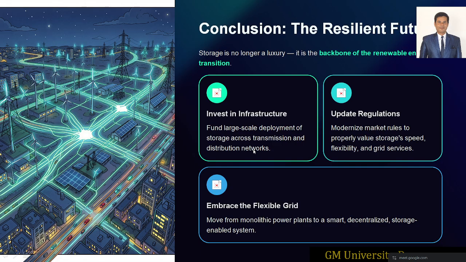From the power system reliability point of view, we can go for storage across the transmission and distribution network over the country, because we are maintaining the same grid and the same frequency, so that any investor can go for developing their own infrastructure. Examples are Suzlon and the solar power plant in Tumkur Pavagada, right? So that is what we have to think about for the future also. And you should also think about updating the regulations. Modern market rules to properly value storage speed, flexibility, and grid services have to be updated. Please maintain all the rules and policies made by the government of India.